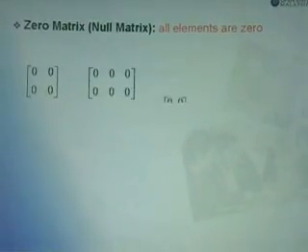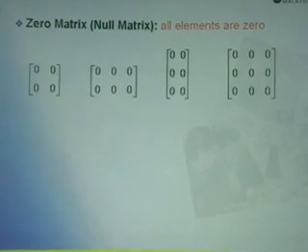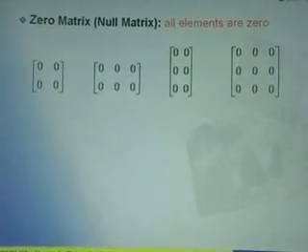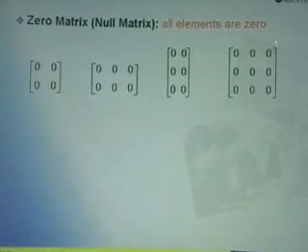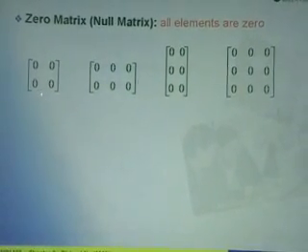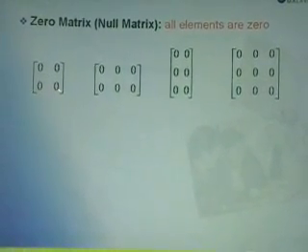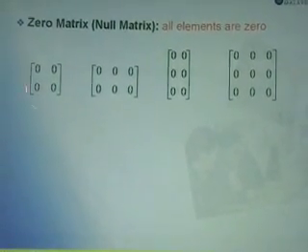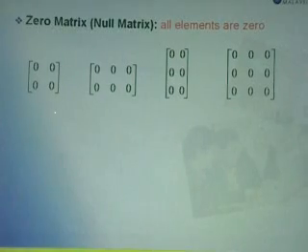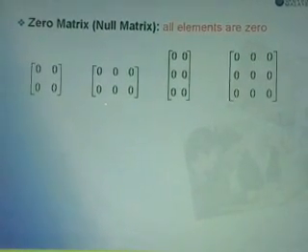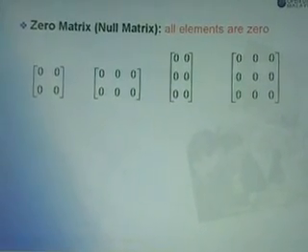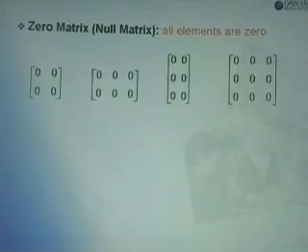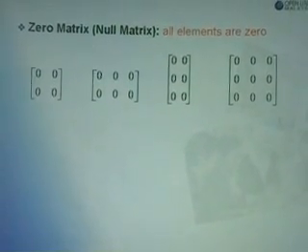Next, what is a zero matrix or a null matrix? In this type of matrix, all the elements are 0. For example, the first example, 0, 0, 0, 0, is a 2 by 2 matrix which contains elements of 0. The next matrix, which is 2 rows by 3 columns, also contains all zeros. So any matrix which has all 0 elements is known as a null matrix.